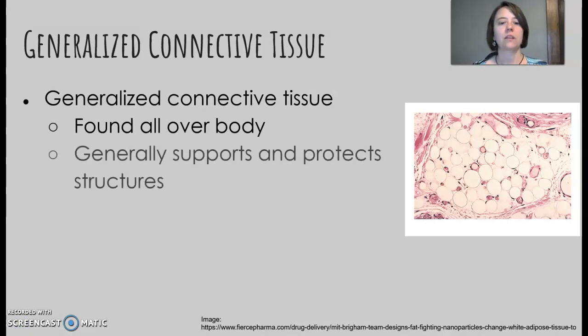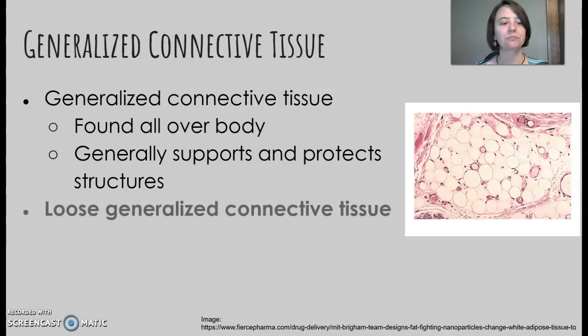The second type of connective tissue is generalized connective tissue, and it is found everywhere in your body. So generally, it supports and protects the structures. There are so many differences between the different types of generalized connective tissue, but we know that one thing it has in common is supports and protects. So I like generalized, and generally supports and protects as a good mnemonic device to remember that.